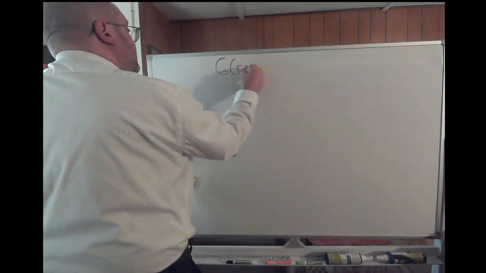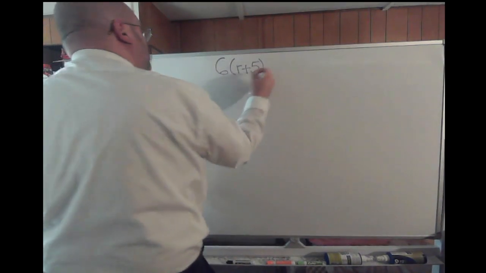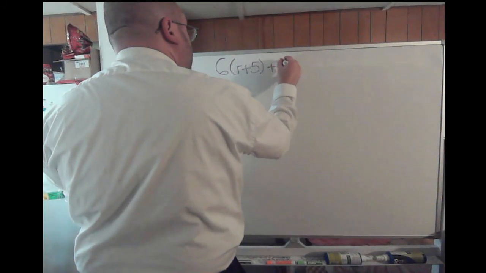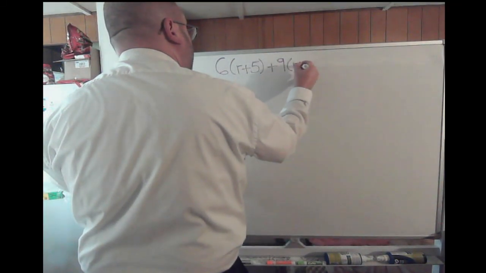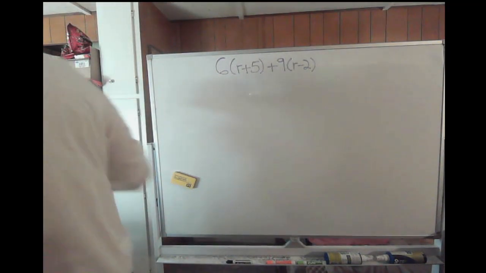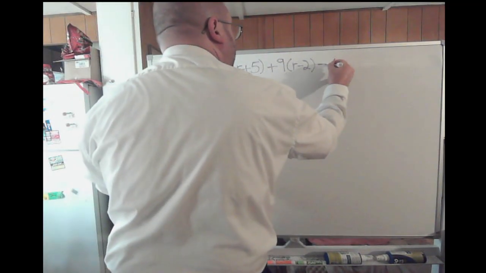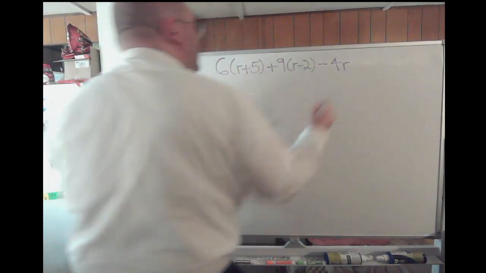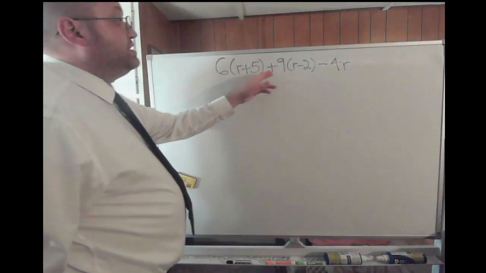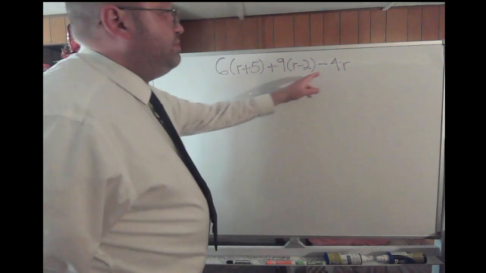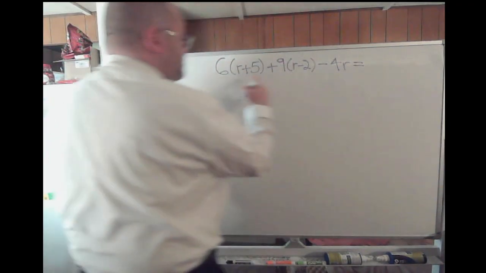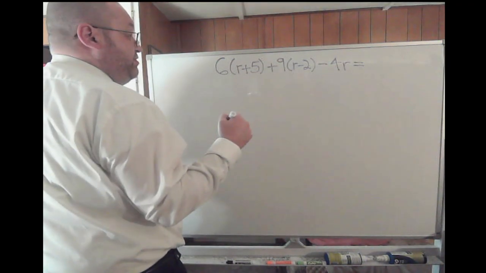So you have 6 times r plus 5, plus 9 times r minus 2, minus 4r. Yeah, that one looks like a bit of a doozy. We got 6 times the quantity of r plus 5 plus 9 times the quantity of r minus 2 minus 4r. Well, order of operations still dictates you do your multiplication first, which would be the distributive property.